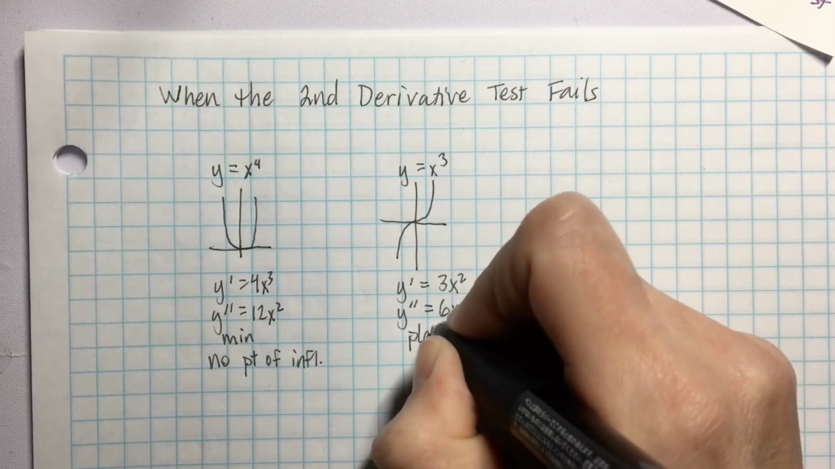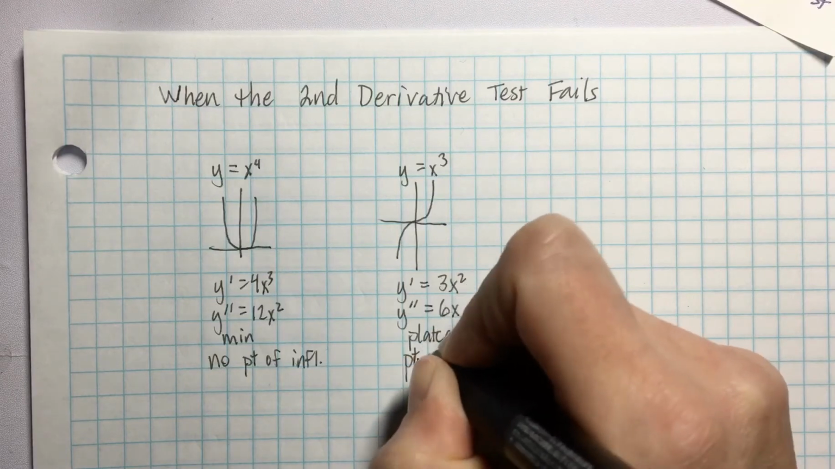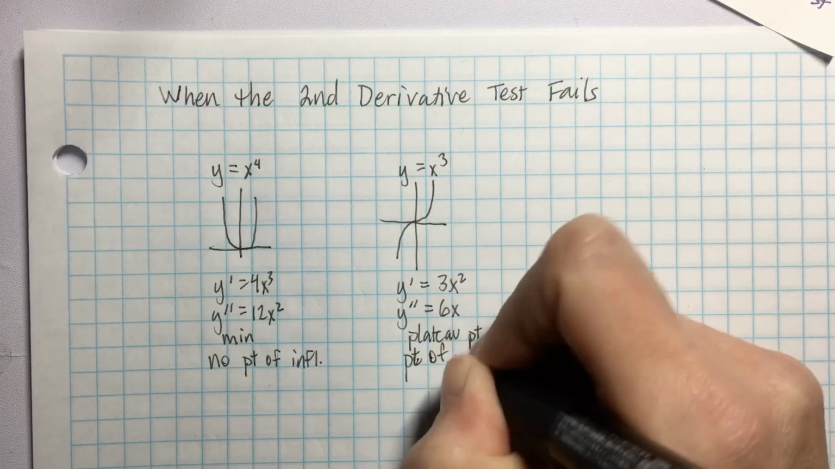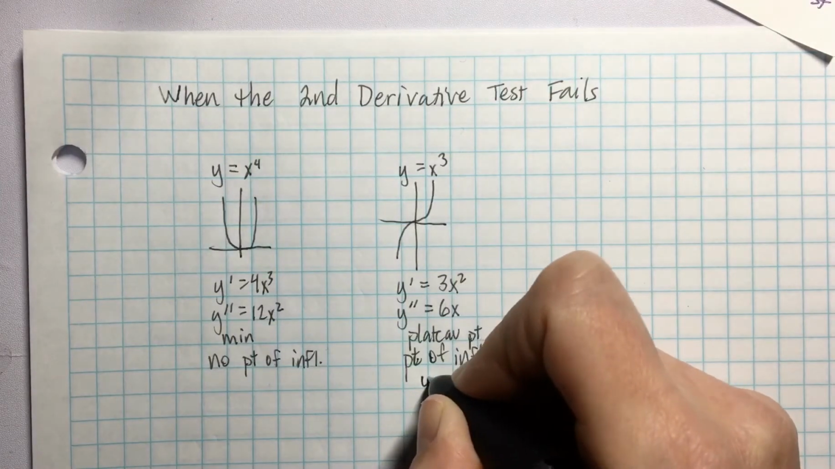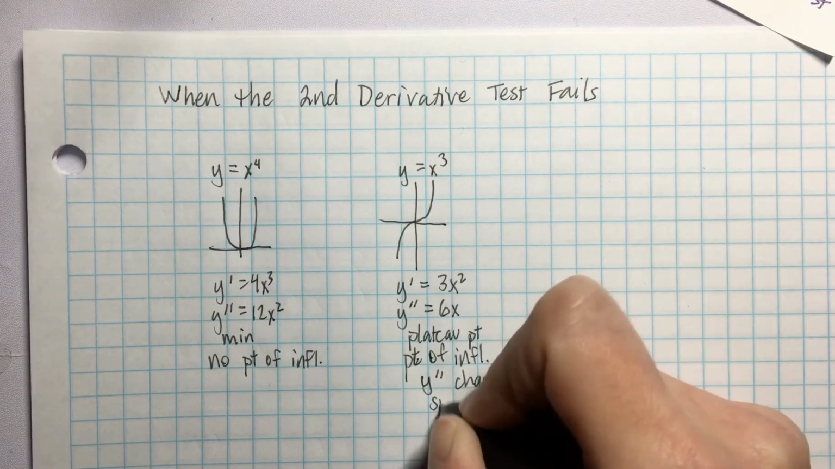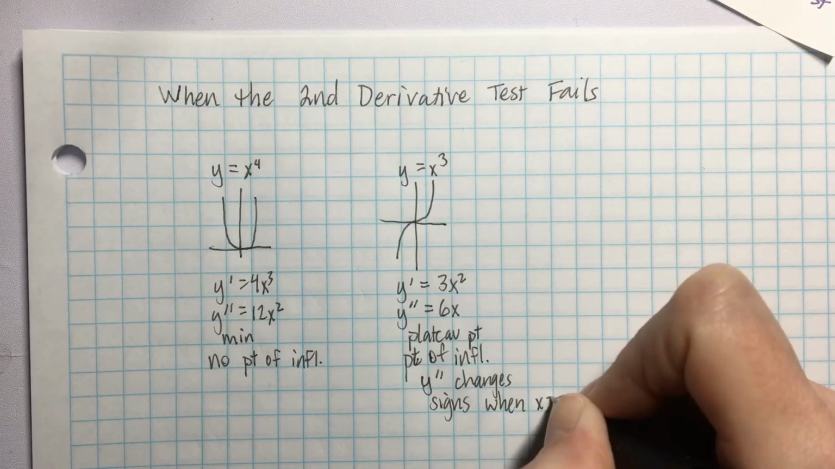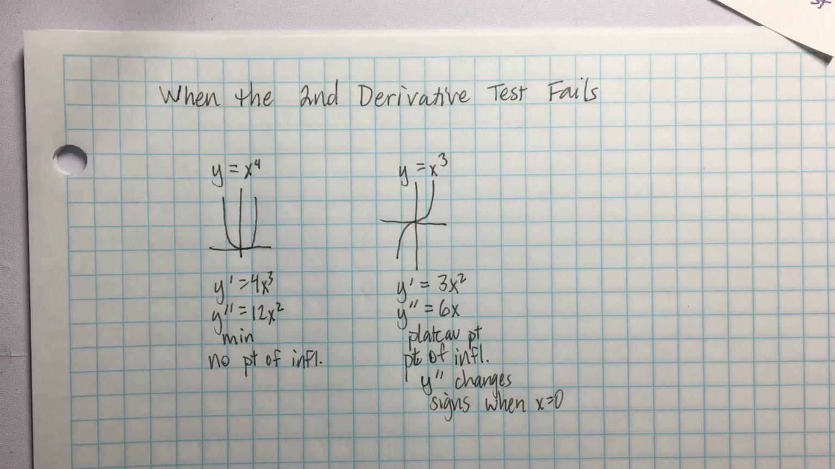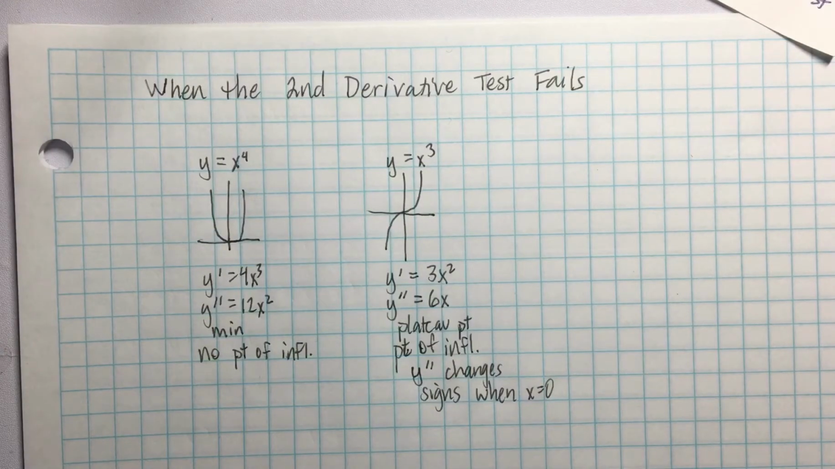So we have a plateau, and we have a point of inflection. And when you're justifying a point of inflection, what you say is that y double prime changes signs when x is 0. So those are a couple things that can happen. Obviously, you could have a maximum as well, like if that was a negative x to the fourth.